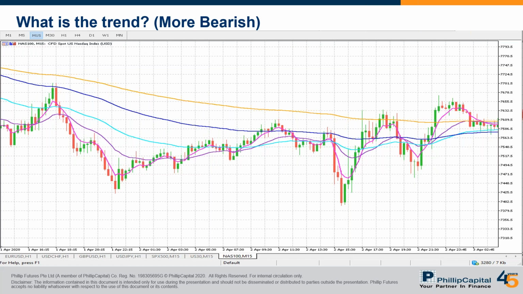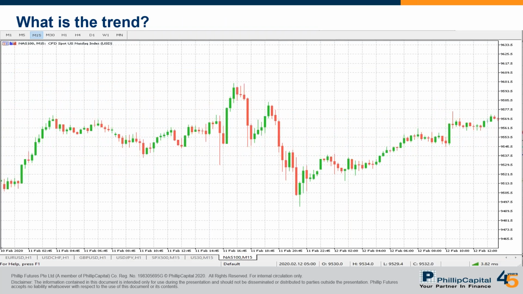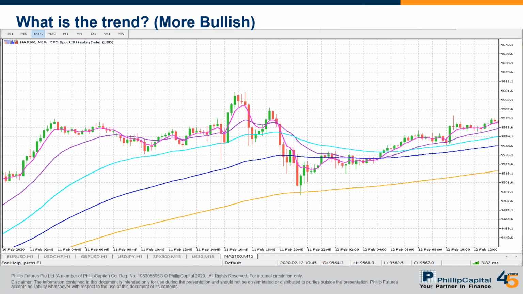Okay, another example. With this screen here, you can see that prices seem to be ranging. But is it ranging? Once we add in the moving average lines, it tells us that this is actually a more bullish trend. Why? Because starting from the left, you can see 5 above 20, 20 above 50, and so on, 100, 200, and prices remain above the EMA 200 line. So at a glance, it's an indication that the market is more bullish today, in this Nasdaq 100 chart.